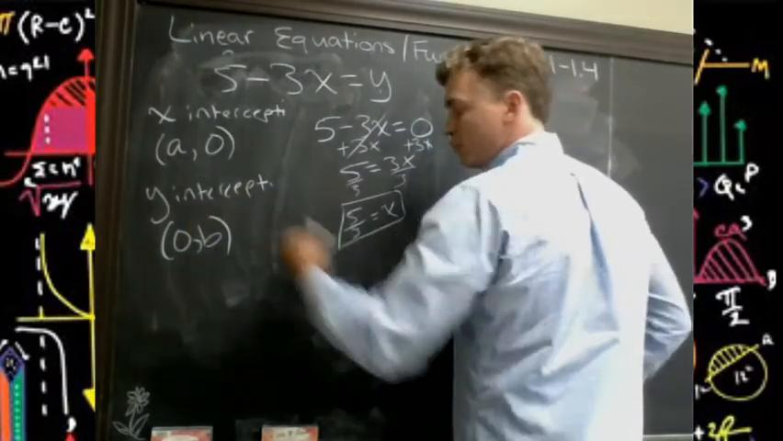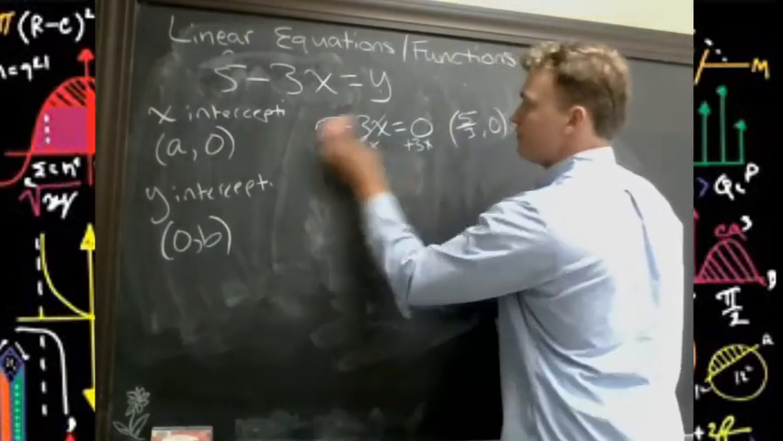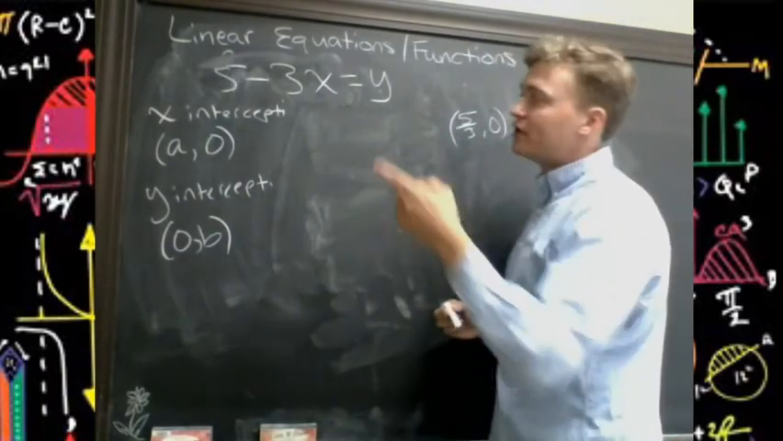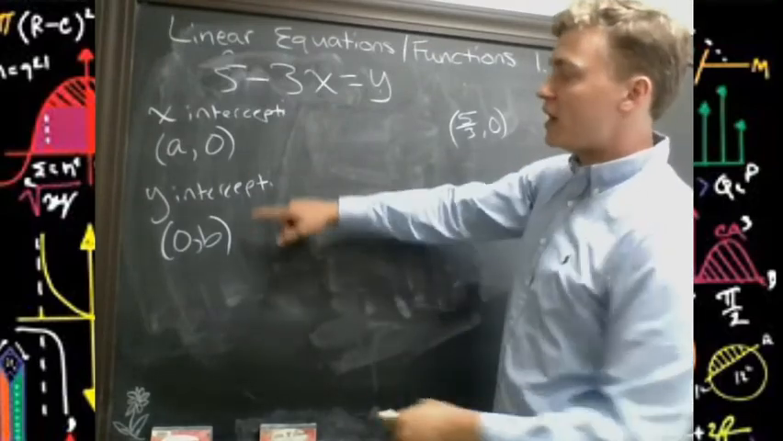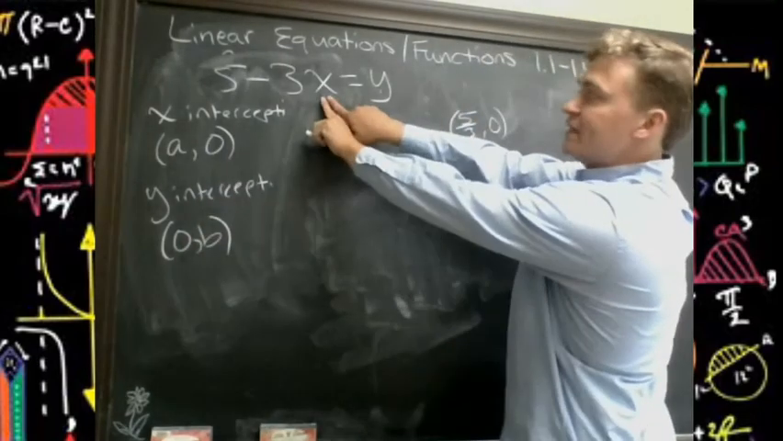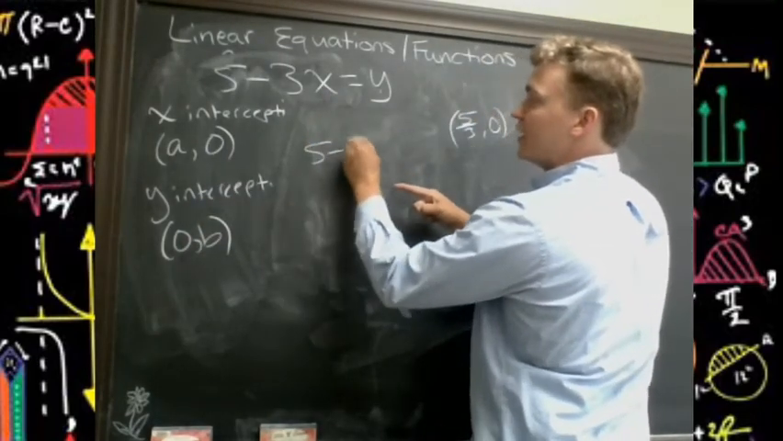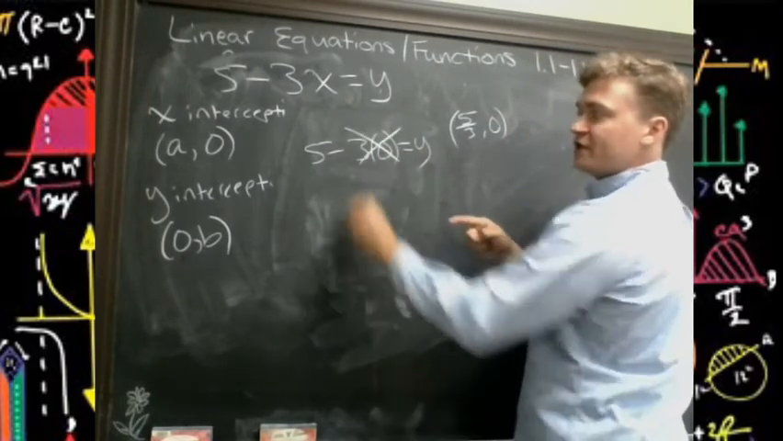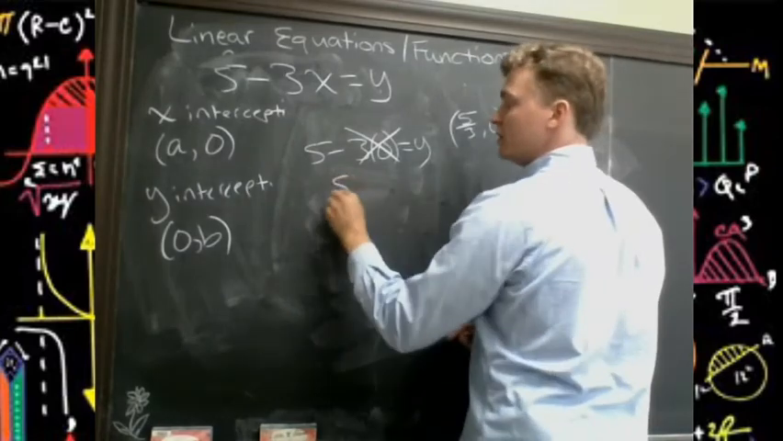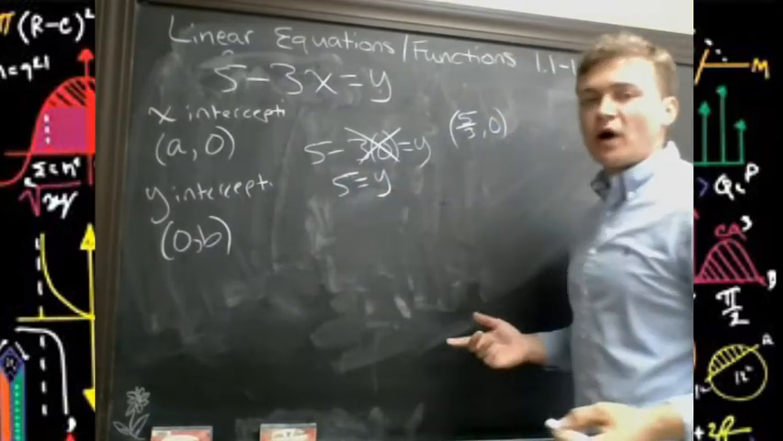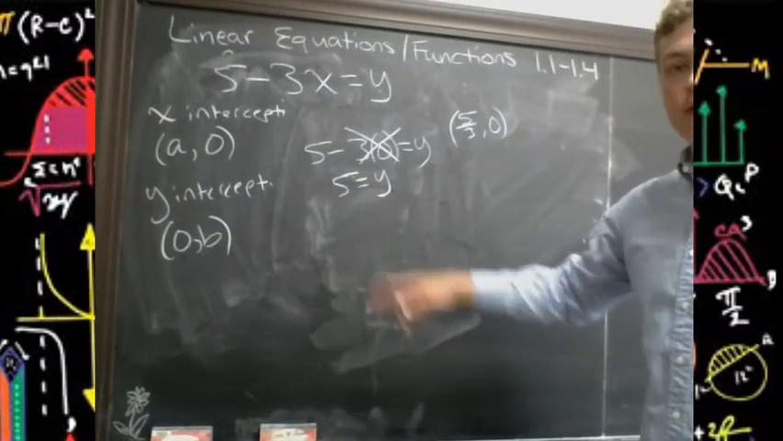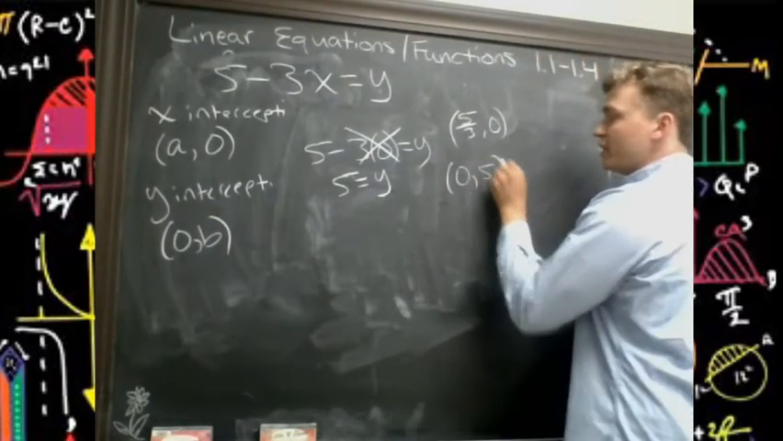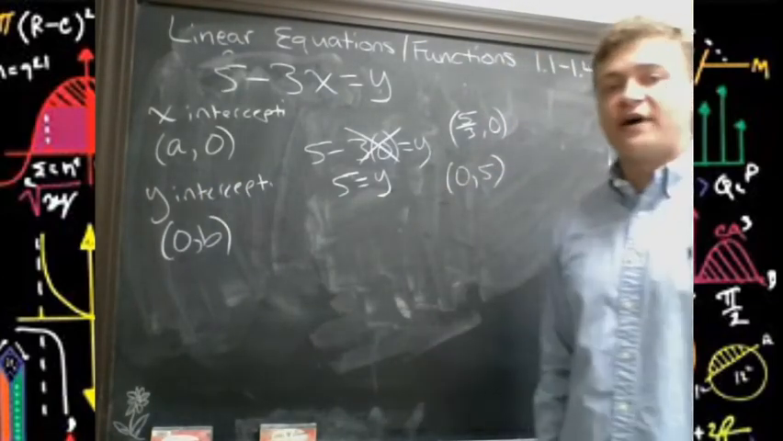Likewise, let's go ahead and find the y-intercept. To find the y-intercept, we'll set x equal to 0. And again, notice how easy it is to find the y-intercept. When we set x equal to 0, this becomes 5 minus 3 times 0. Well, 3 times 0 is just 0. So we get that 5 equals y. If 5 equals y, y equals 5. So our y-intercept here is the ordered pair 0, 5.